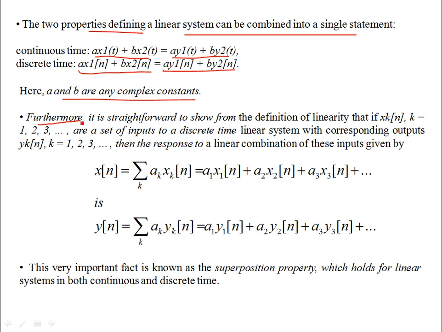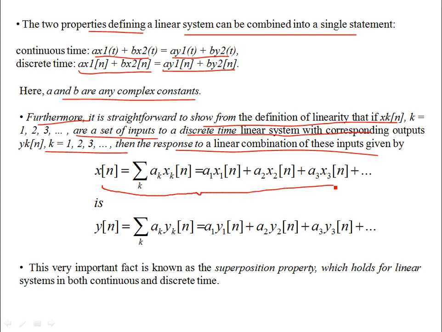So furthermore, it is straightforward to show from the definition of linearity that if x_k[n] are a set of inputs to a discrete time linear system with corresponding outputs y_1, y_2, y_3, and so on, the response to a linear combination of these inputs is the corresponding linear combination of the outputs. So this is a linear combination of the inputs, right? So you have the weighted response. You have weightings a1, a2, and a3.